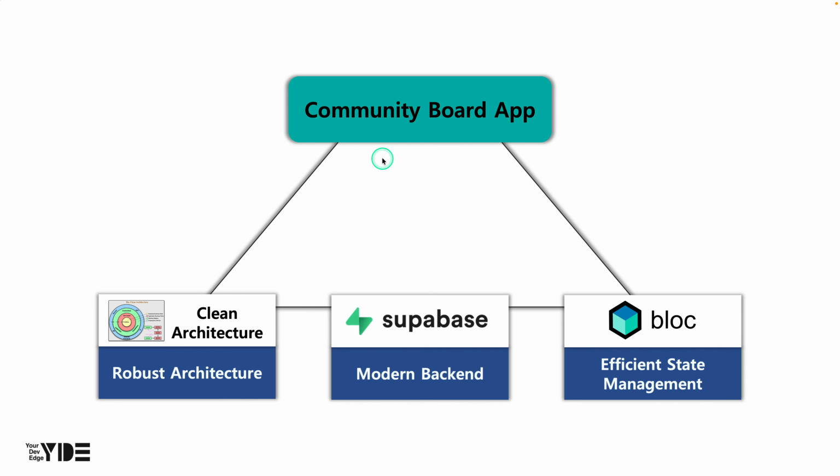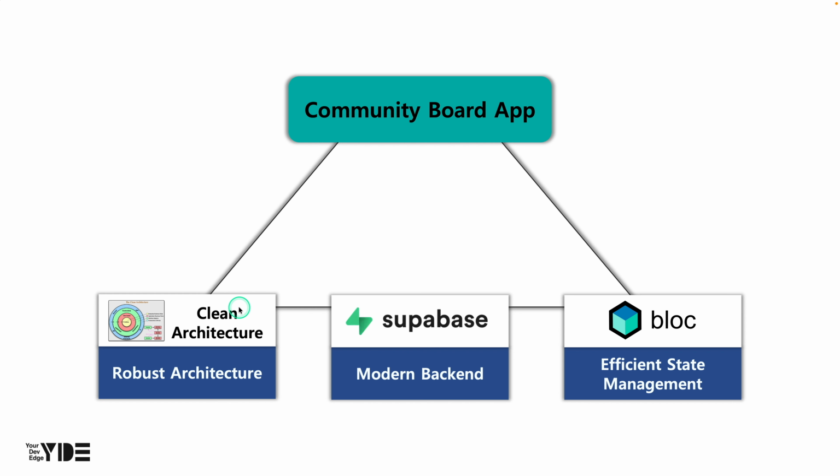The project that will serve as our practical stage is the Community Board app. It's an application that goes beyond simple UI rendering to handle complex data and business logic found in actual services. To support this community board app as firmly as possible, we will build its features one by one upon the following three core pillars. The first is a robust architecture.